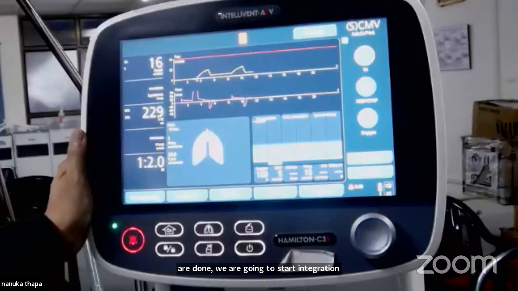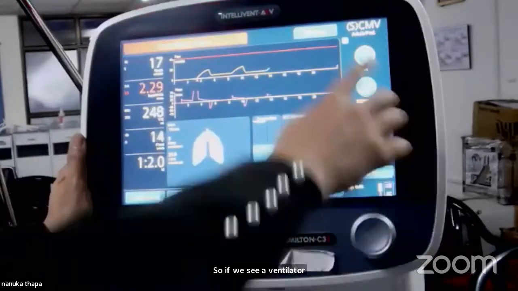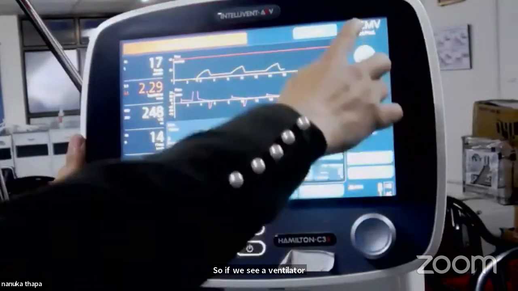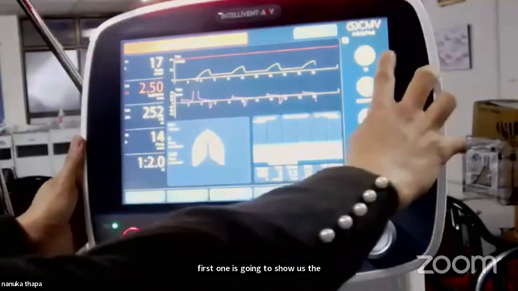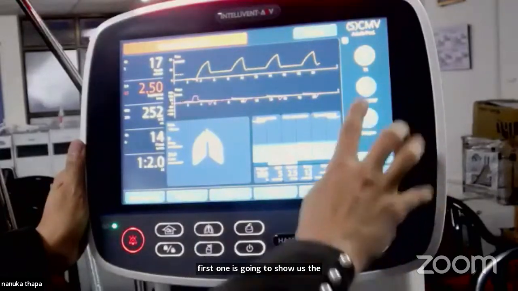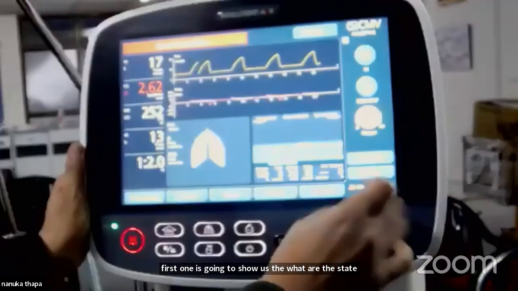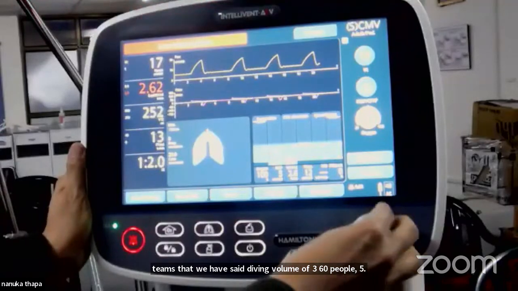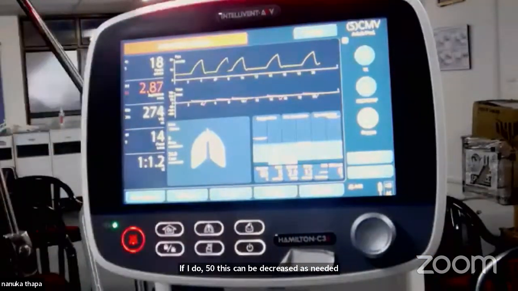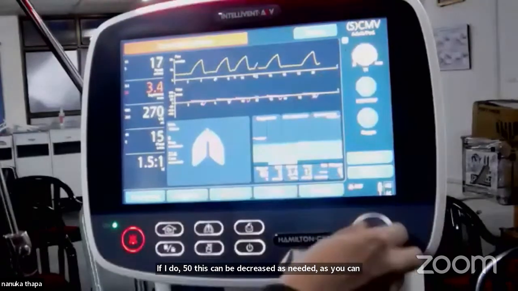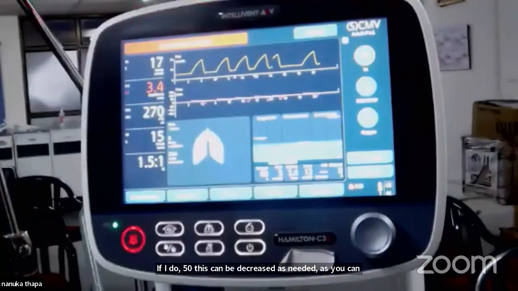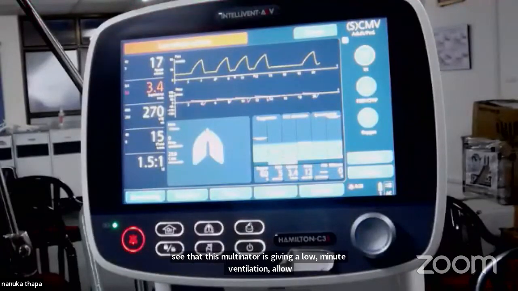If we see a ventilator screen, there are two parts. The first one is going to show us the settings that we have set: tidal volume of 360, PEEP of 5, FiO2 of 50. This can be decreased as needed. Now, as you can see, this ventilator is giving a low minute ventilation alarm. So the ventilator is not delivering how much is needed.